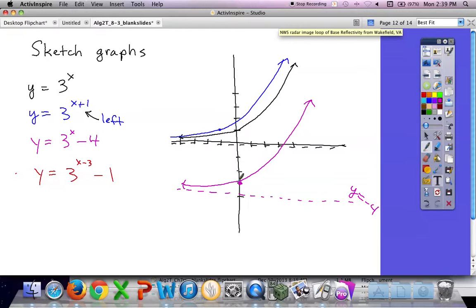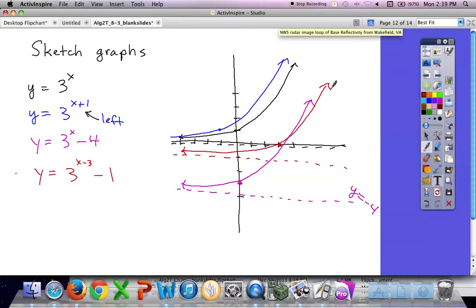Okay, what about the last one? What's going on in this one? The minus 3 inside the function means right 3. The minus 1 after means down 1, right? So I should go right 3, down 1. So the down 1 is going to move our asymptote. Right 3 and down 1 is going to move the y-intercept. Right 3, down 1. So the new graph looks like that.